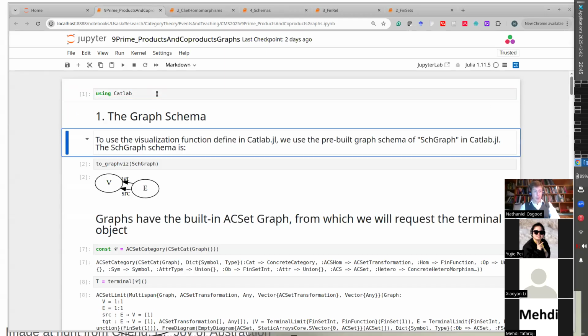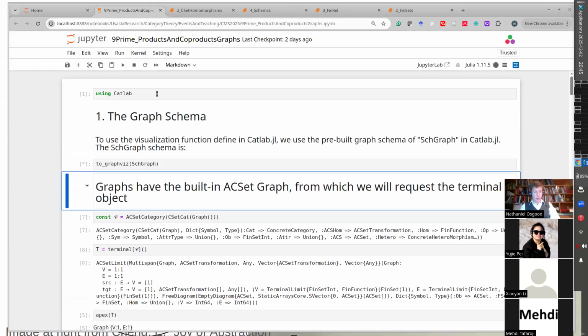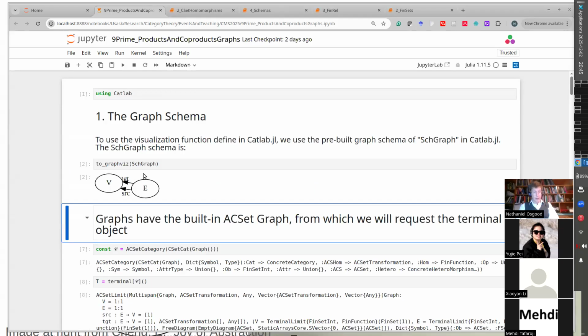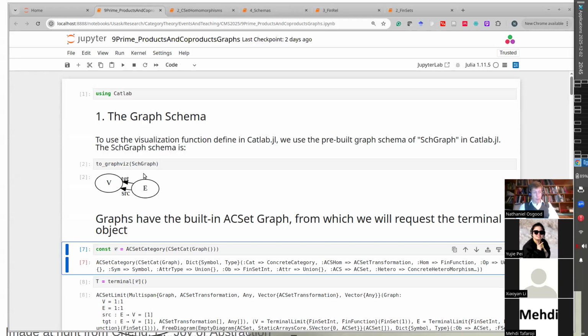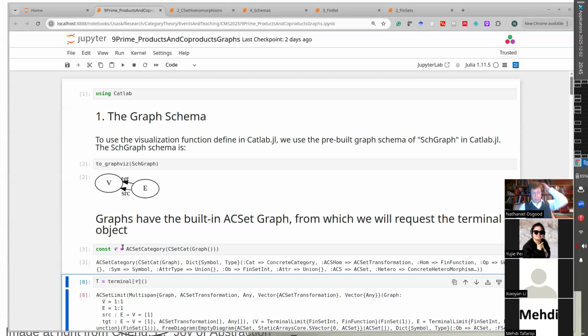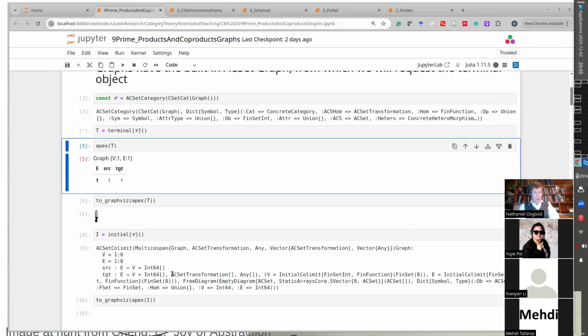and we're going to look at the graph schema again. We're familiar with that. We're going to go through this quite quickly because it's really getting late, and I'm sure all of us value getting a full night of sleep before tomorrow's class. Okay. We're going to get a requisite category in which we're going to be working. It's going to be a CSet category of graphs.